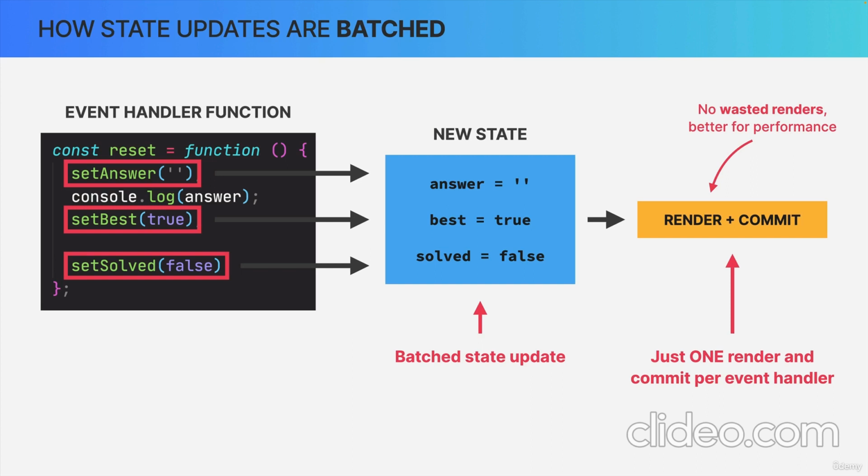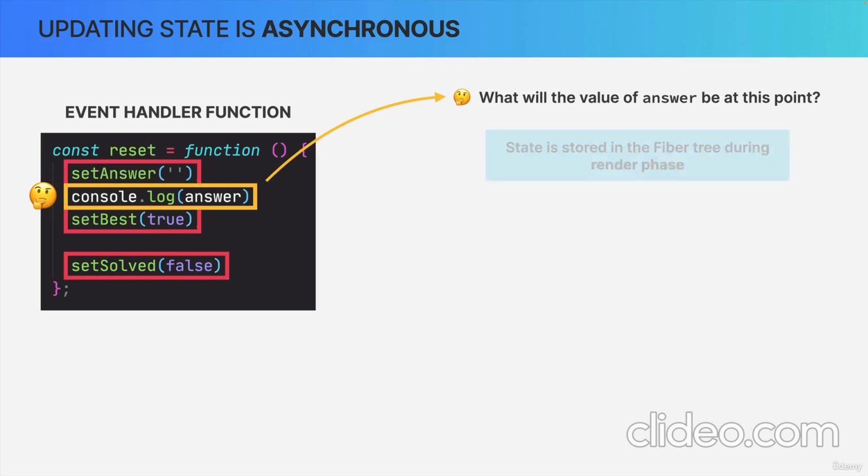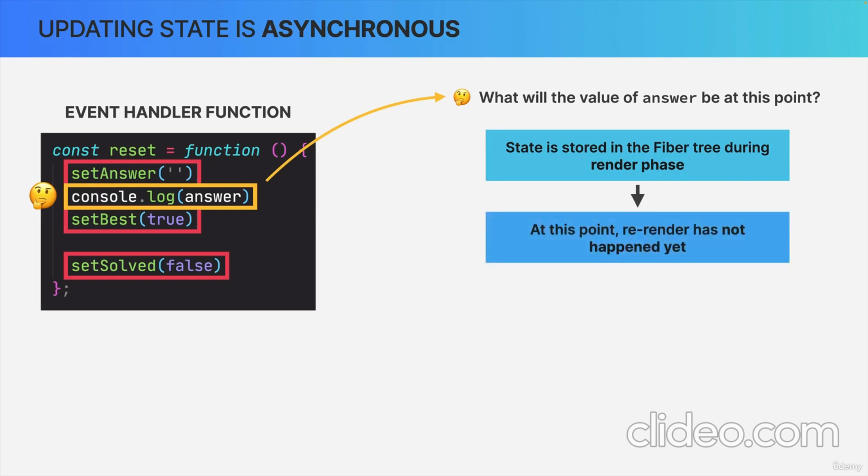Now, batching state updates is extremely useful, but it can also have surprising results. So let's turn our attention to this line of code now, where we reference the answer state variable right after updating it. So what do you think will be the value of this variable at this point? Well, let's try to think about this. So remember that component state is stored in the fiber tree during the render phase. Now at this point in the code, the render phase has not happened yet.